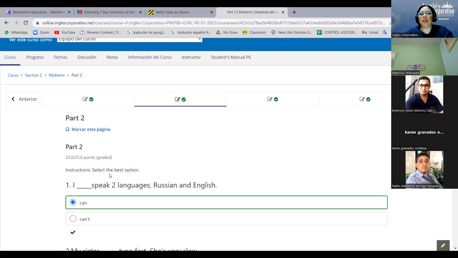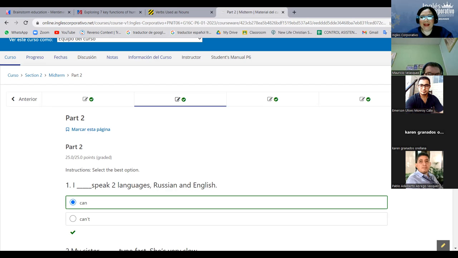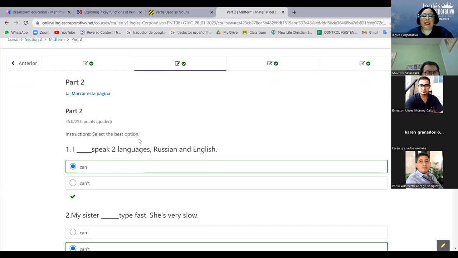Part two says instructions, select the best option. Para los que no lo han hecho, por favor, los que les hace falta, porque hay algunos que no me han terminado el examen intermedio, perdón, the midterm test. Así que ahorita conéctense a la plataforma y hay que terminarlo. Esto tiene que estar subido, ¿ok? Me hacen falta algunos. No me gusta a mí poner ahí el nombre, ¿verdad? De cada uno que no lo ha hecho. Cada uno es responsable, pero ahorita estamos apoyando para que lo puedan subir los que no lo han terminado, ¿ok?